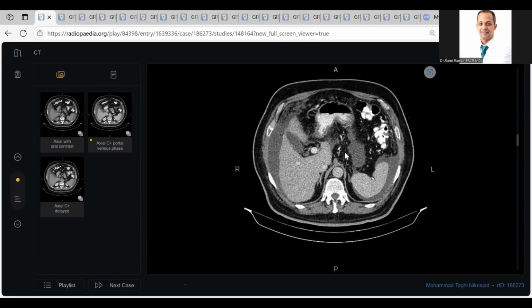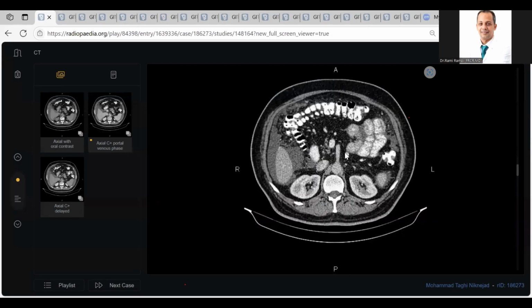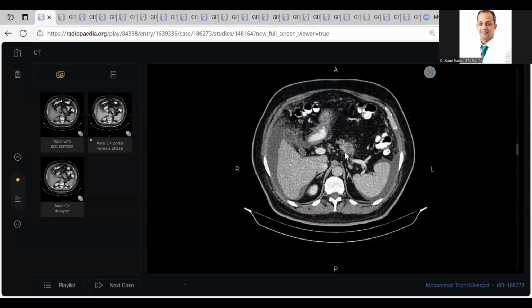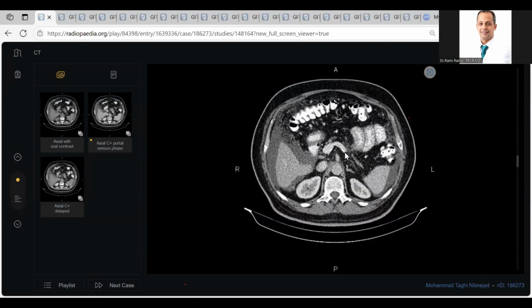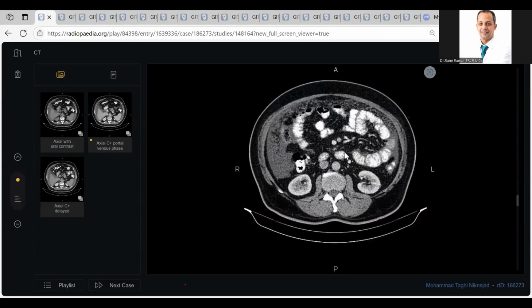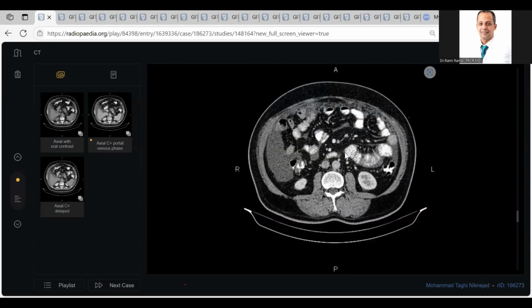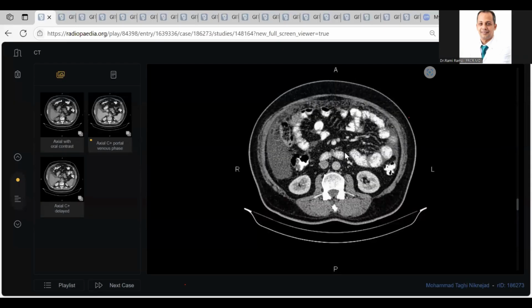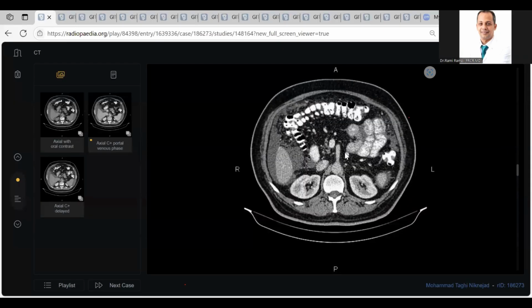Okay, my colleagues, one of the most important review areas in the abdomen is the pancreas. Second is the omentum. See the omentum here? Very obviously, it is infiltrated by metastasis. Next candidate.